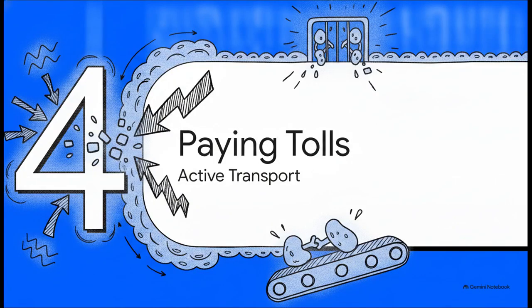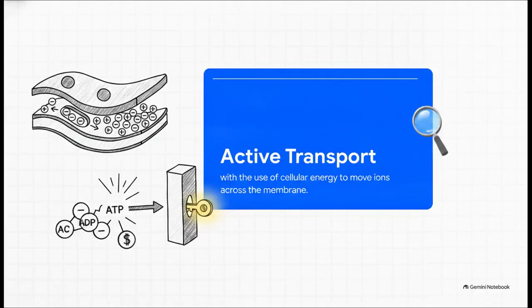Which brings us to Part 4, paying tolls, known as active transport. This is where active transport enters the picture, the use of cellular energy to move ions across the membrane. Think of it as paying a biological toll, because the cell sometimes needs to move specific ions against their natural flow, pushing them from an area of low concentration into an area of high concentration. The free entry lane just doesn't work anymore. The cell must actively spend its own energy to literally pump these vital elements through the gate, forcing nature to work in reverse.